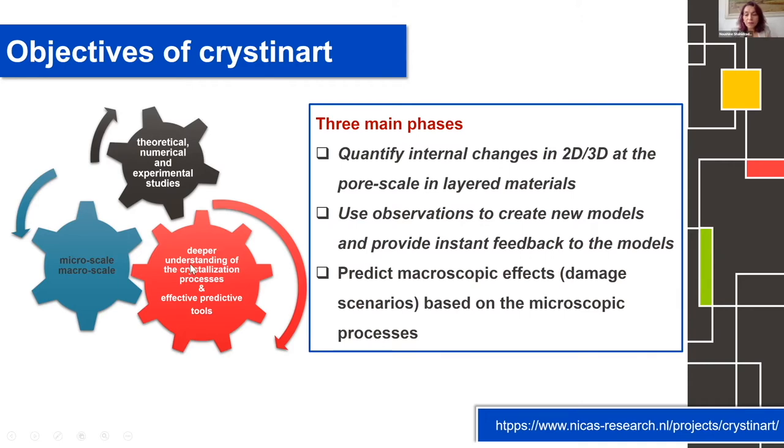And then by using the experimental data, of course, we would like to combine this with modeling, micro finite element modeling, in order to prepare effective predictive tools in order to know better when and how this kind of damage can occur. So basically, with this objective in mind, we have three main phases in our project. The first part is to quantify the internal changes at the micro scale in 2D and 3D in order to see how this will happen in layered materials, and then use these observations to create new models in order to have a better understanding of what is happening. And then in this way, we can predict macroscopic effects such as damage scenarios based on these microscopic processes.